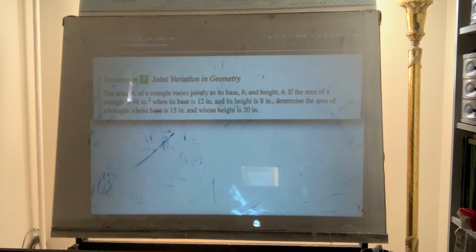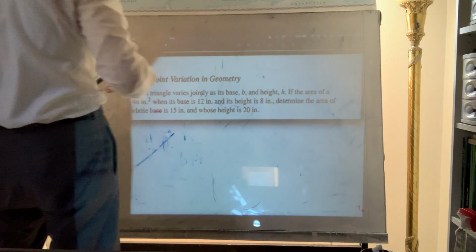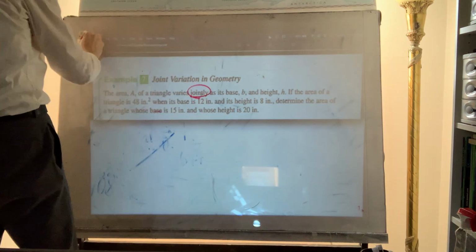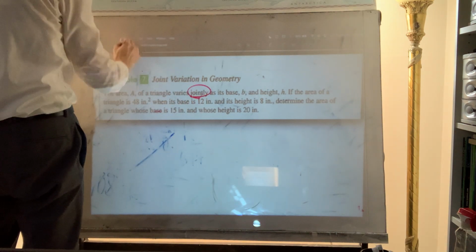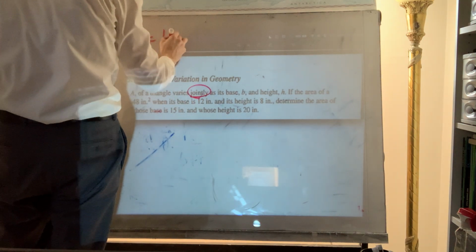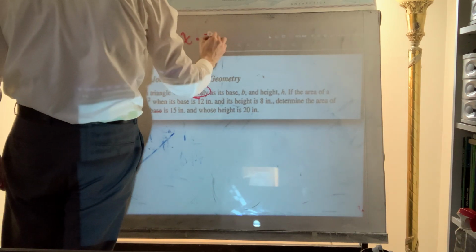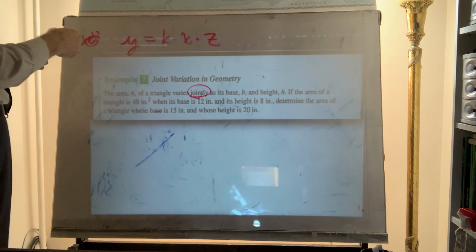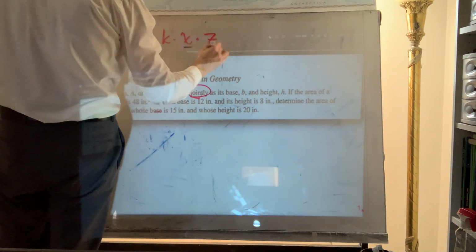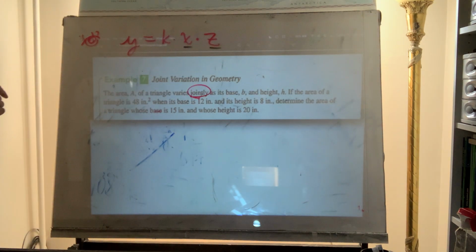So, the area A of a triangle varies jointly as its base B and height h. All right. Jointly, that means look at this. Y is equal to k times x times, is it z in this case? Yes. Okay. The actual input variables are these 2.